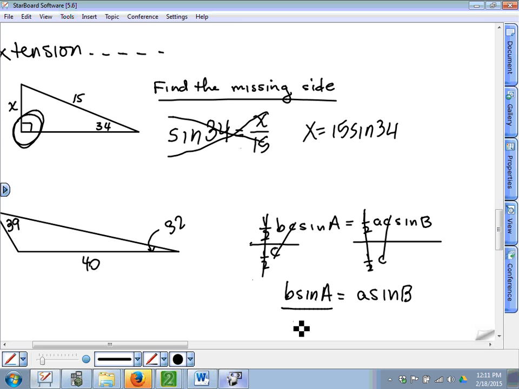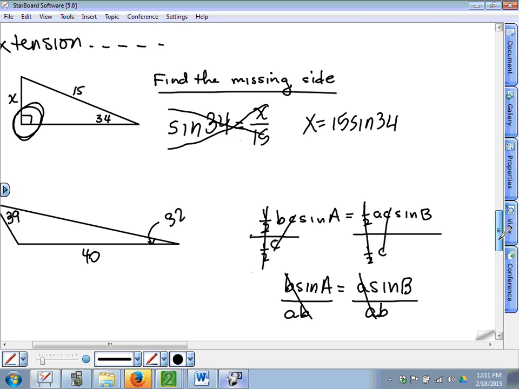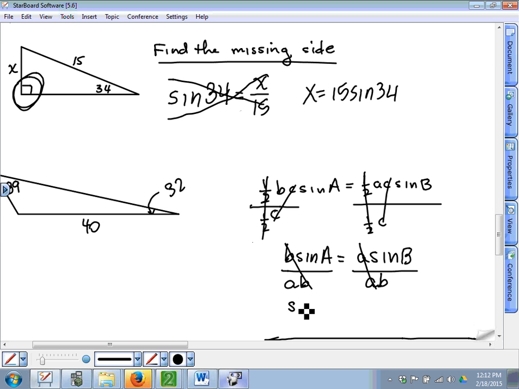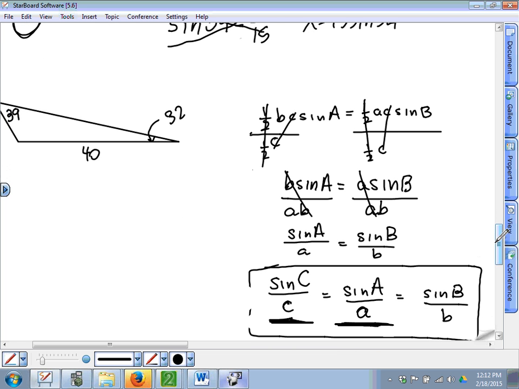If I divided this side by AB and this side by AB, then here the B's would cancel and here the A's would cancel. So I'd be left with the sine of angle A over little a equals the sine of big B over little b. You guys with me still? Yeah. This is the law of sines. That's what you need to write down. And it actually would have worked with angle C as well.